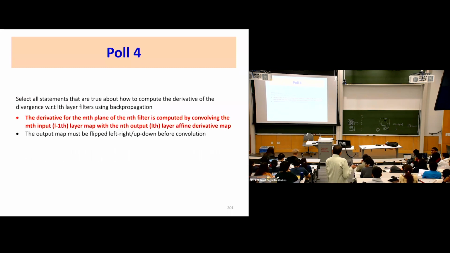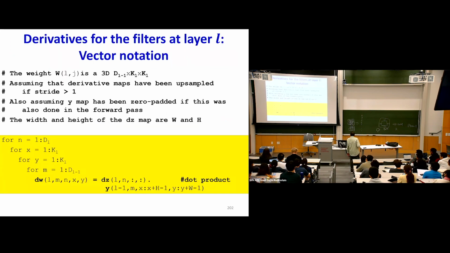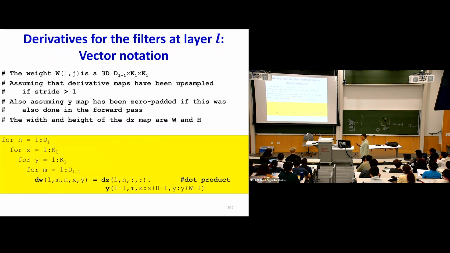Just the first one, right? The derivative for the mth plane or the mth channel of the nth filter is computed by convolving the mth input channel with the derivatives map for the nth output channel, right? So easy. I have pseudocode for it, but skip the pseudocode going backwards. So we can just perform this.